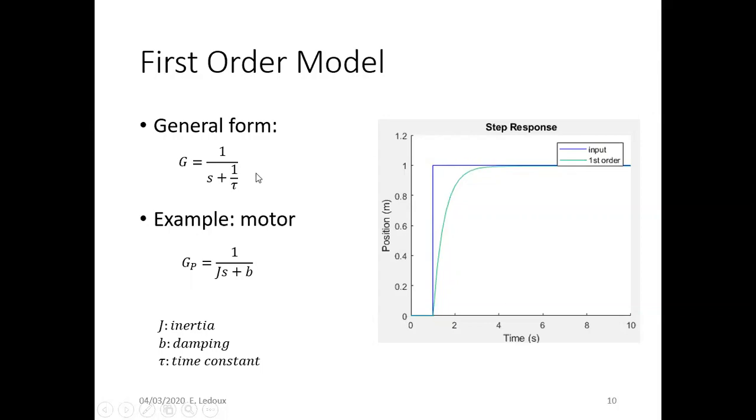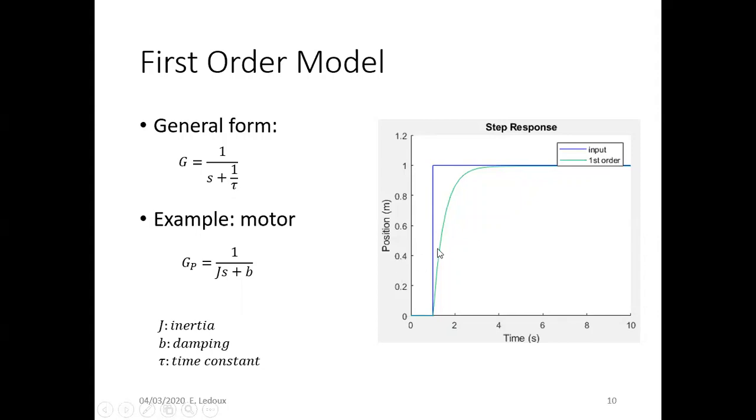An example of this is a motor, 1 over Js plus B, where J is the inertia and B is the damping. This is the general form. So for problems on the homework, I will give you the actual form, then I will give you the general form, and you have to be able to figure out what is tau by doing coefficient matching.